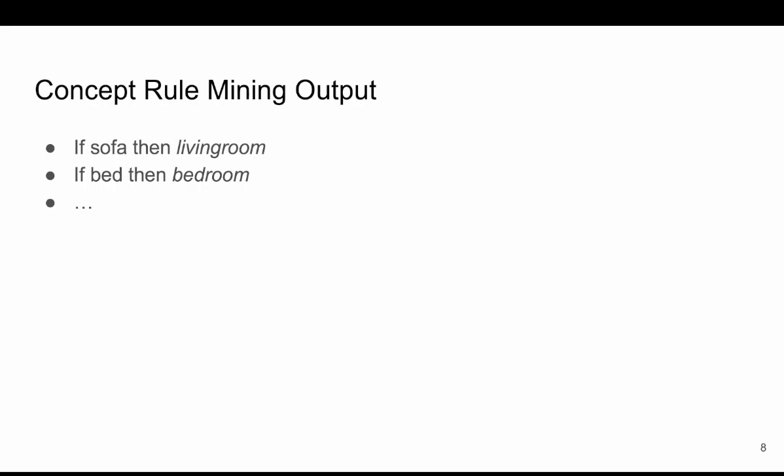And so some examples of the output of the concept rule mining step might be: if sofa, then living room, or if bed, then bedroom.